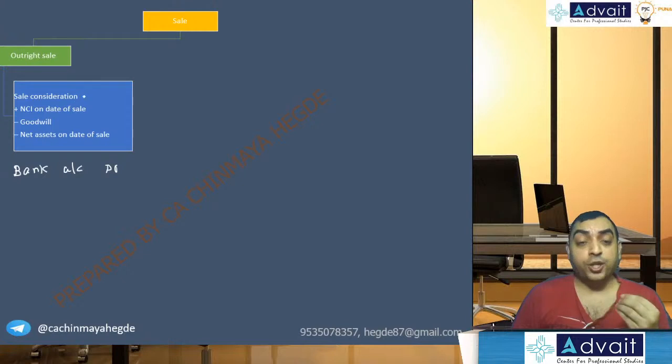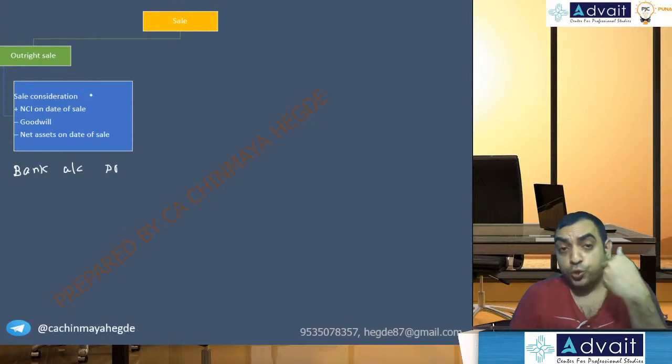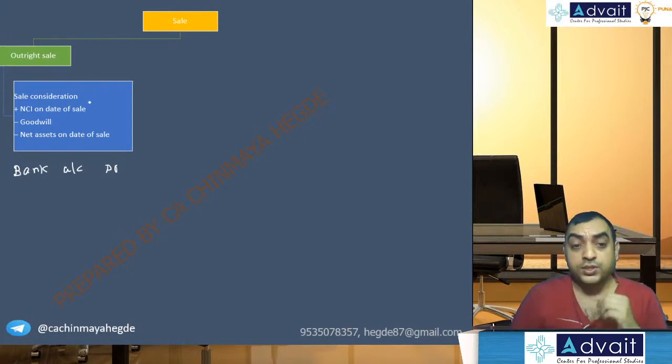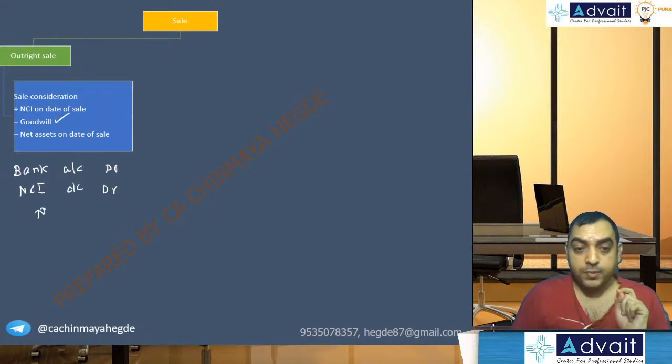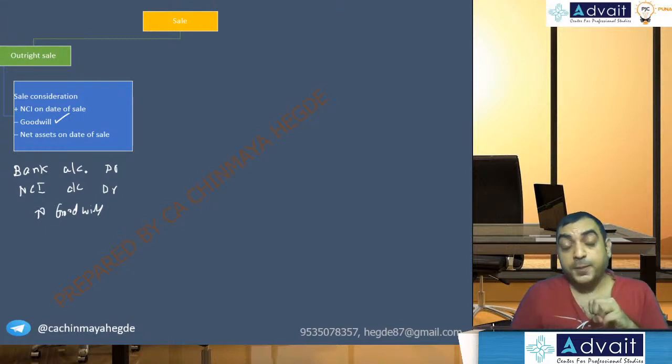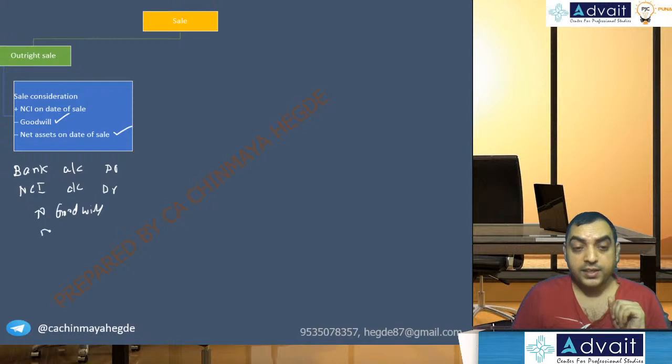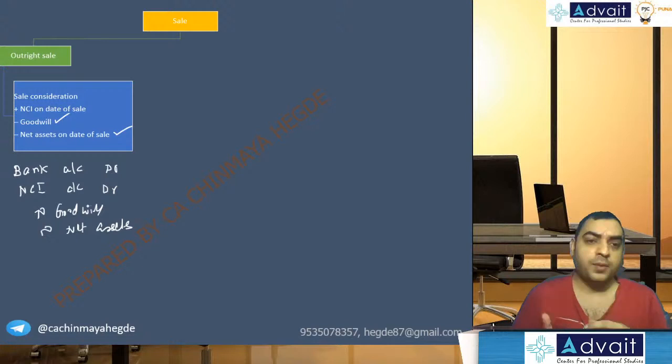Then NCI on the date of sale will have a credit balance. Now to be derecognized, that should be taken out from the books, so NCI account is also debited. Goodwill will have a debit balance. That should be derecognized, so it will be credited to goodwill. Now net assets of subsidiary company will have a debit balance, all the assets minus liabilities. That should be taken out, so it will also be credited, that is to net assets of subsidiary. Any differential amount that comes will be transferred to P&L account as a profit.